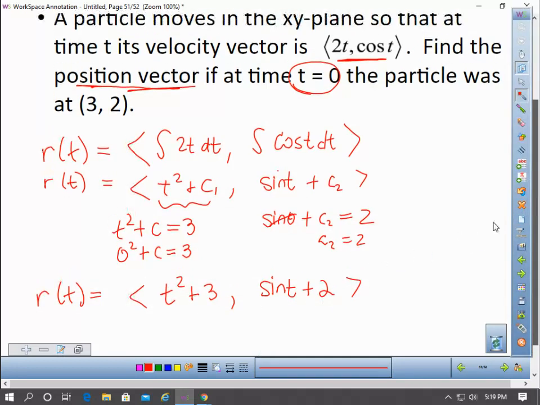I also know that if I take the derivative of this vector, I'm going to get 2t and the cosine of t. So taking the derivative and putting in time t equals 0 gives me all of this information they gave me in the problem back.